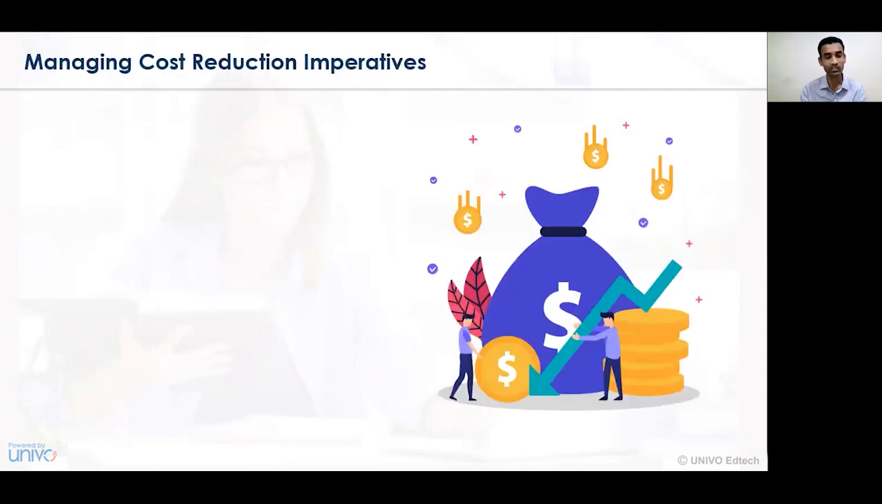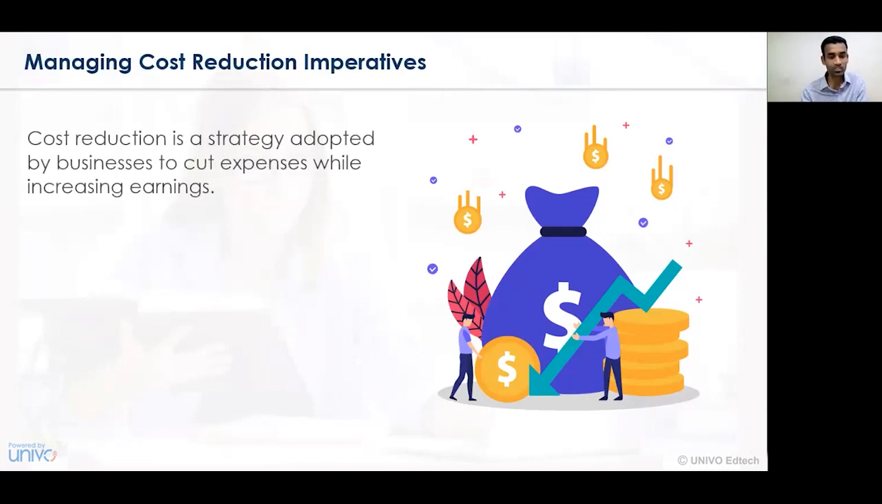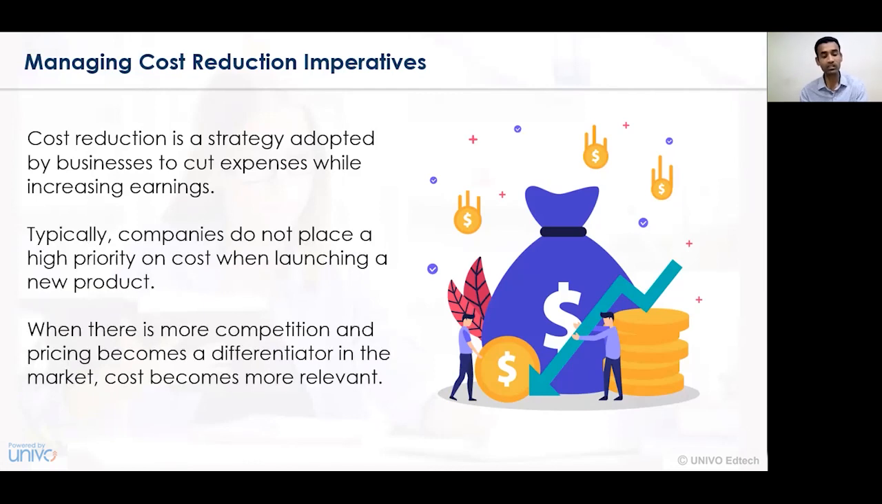Now let's begin with our learning. First, we'll understand what we mean by managing the cost reduction imperatives. Cost reduction is a strategy adopted by business organizations to cut their expenses while they are increasing their earnings. So every organization is aiming to reduce the cost associated with it, and they are always trying to increase their earnings or the savings that they are earning.